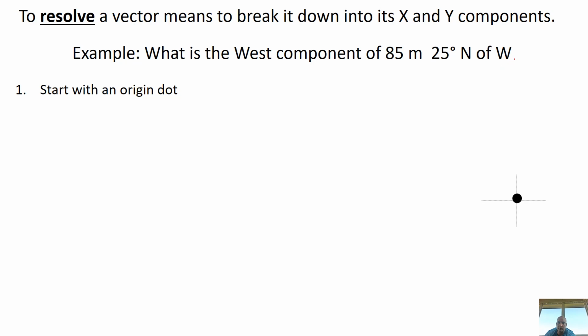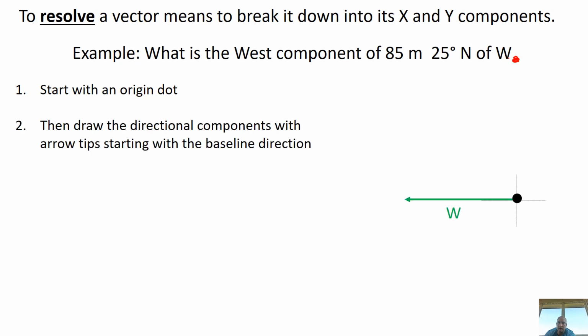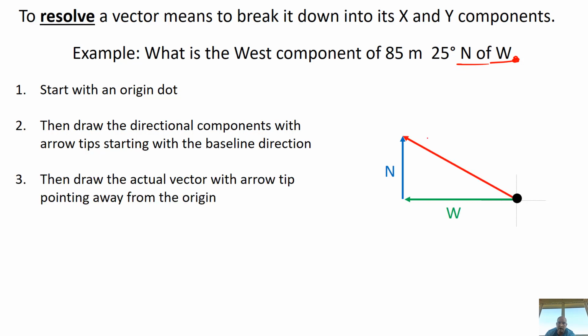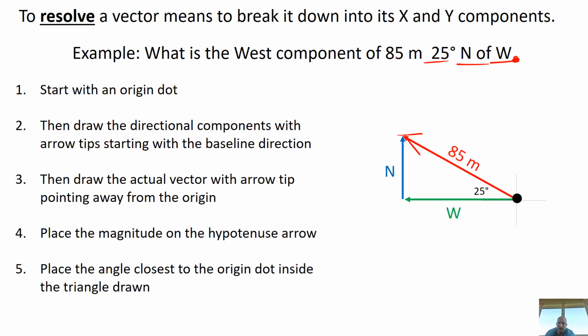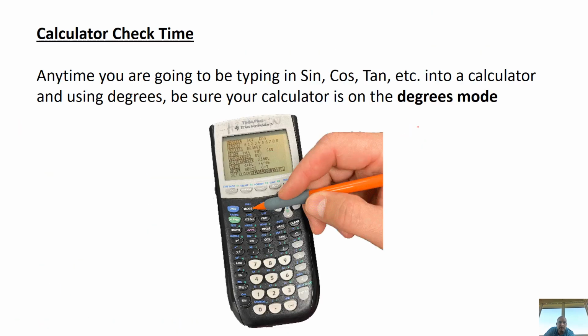Start with the origin dot. Then you go west first. That's the baseline first. The dot always has a baseline coming out of it. Then you go north from that dot, and then you draw the overall line from start to finish. Once again, arrow tip away from the beginning. Put the number on the overall hypotenuse, and put the angle closest to the origin dot, and now you have something you can solve for to find the north or west component. That's what we're going to do for the rest of this section.